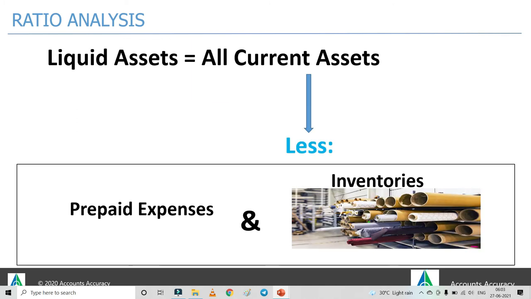Next comes your liquid assets. Now what is a liquid asset? It is taken from all current assets. When we remove prepaid expenses and inventories, it becomes liquid assets. That means a liquid asset is basically a part of current assets. All liquid assets are current assets, but not all current assets can be liquid assets. Why? Because these two, prepaid expenses and inventories, cannot be converted into cash quickly.